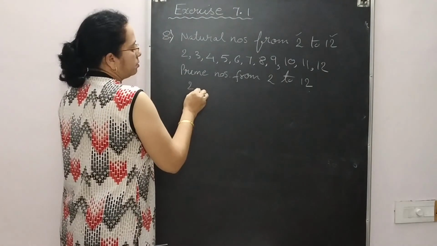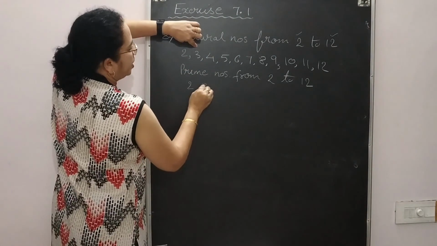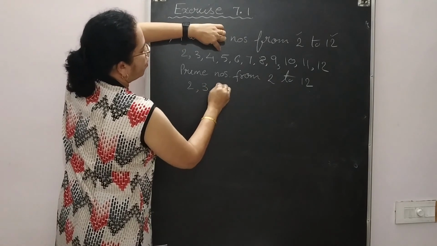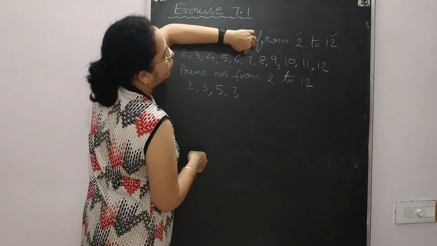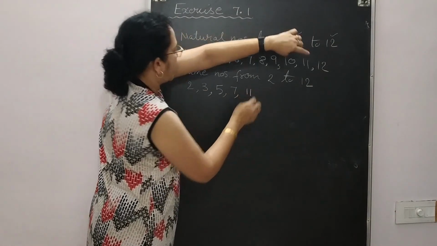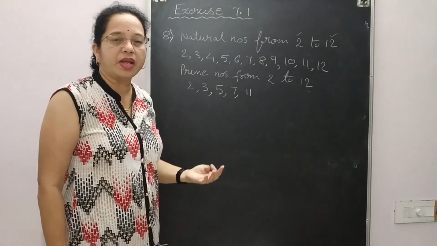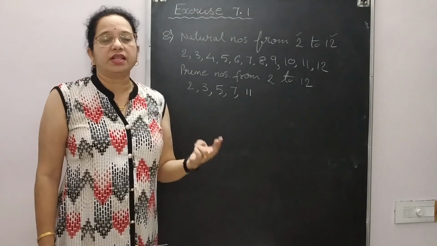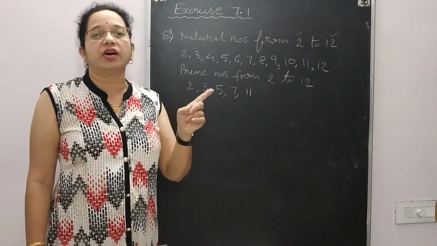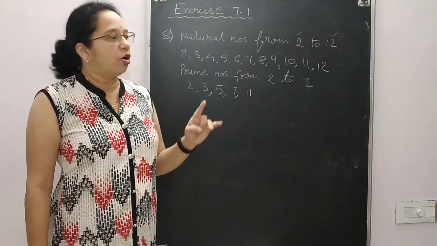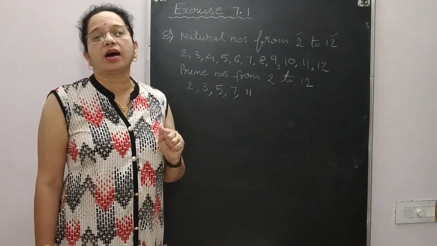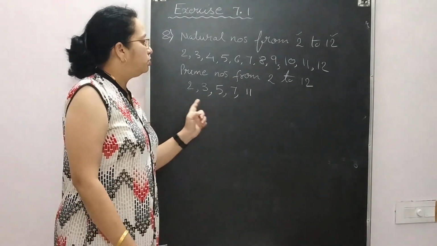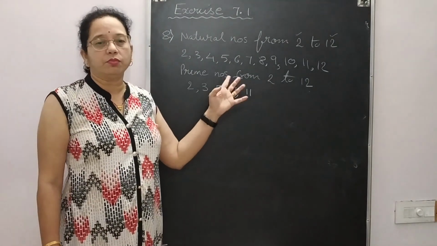2 is a prime number, then 3 is also a prime number, 5 is a prime number, 7 is a prime number, and then 11 is a prime number. What are the prime numbers? The numbers which have exactly two factors, 1 and the number itself, or a number which is divisible by 1 and the number itself are called prime numbers. So these are the prime numbers.